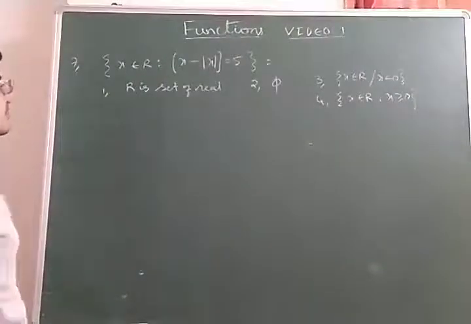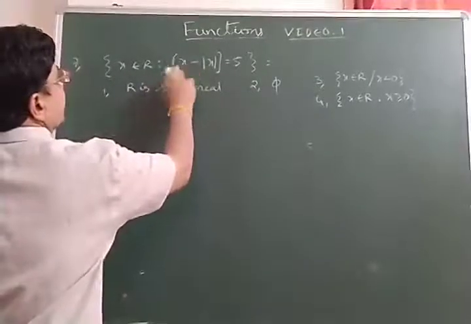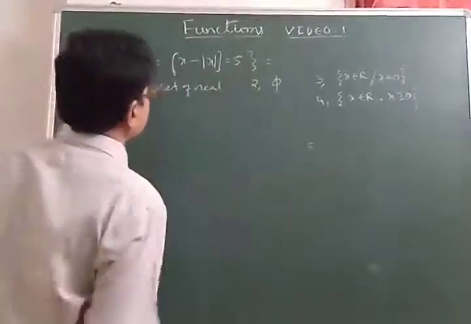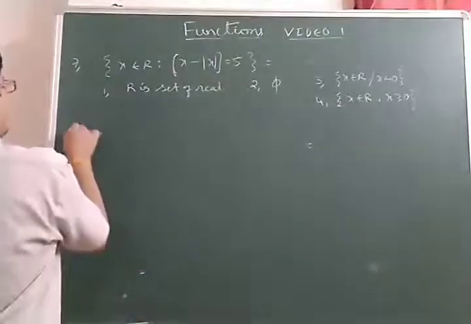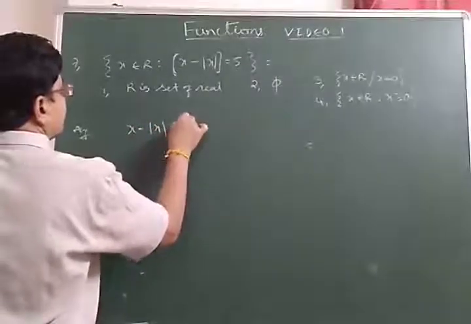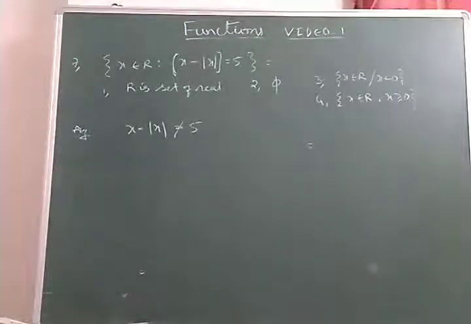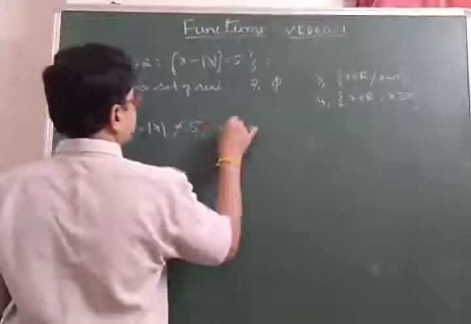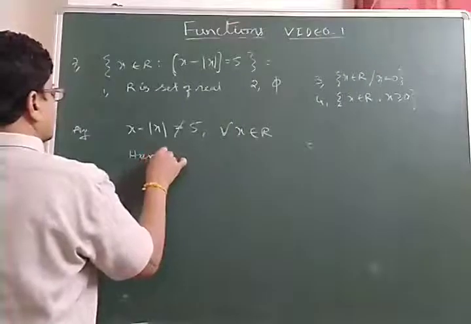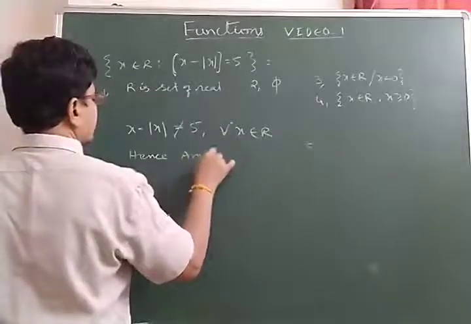10th question. Set of x belonging to R such that the bracket of x minus mod x is equal to 5. But here x minus mod x is not equal to 5 for all x belonging to R. Hence the answer is 5.